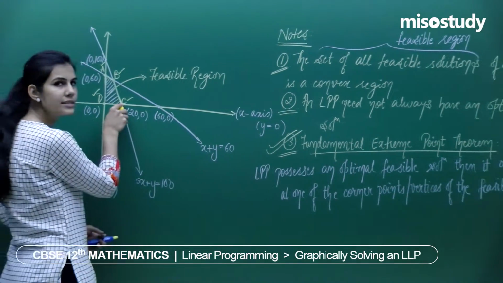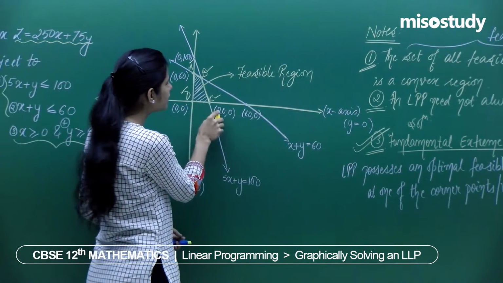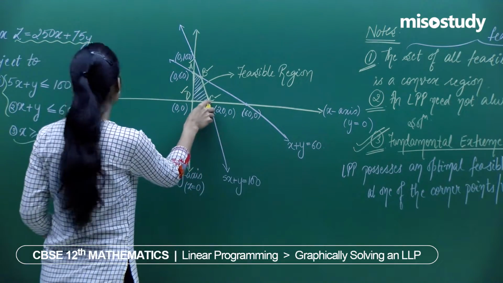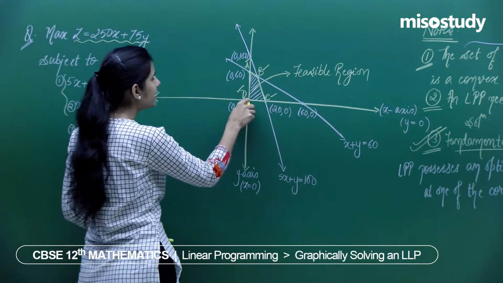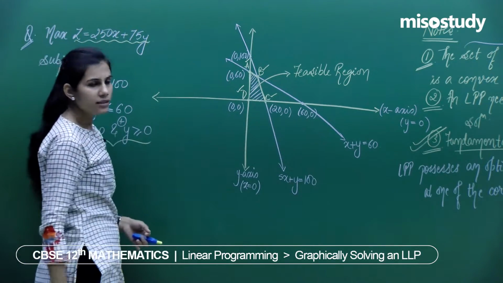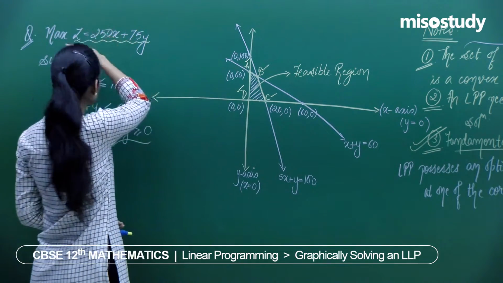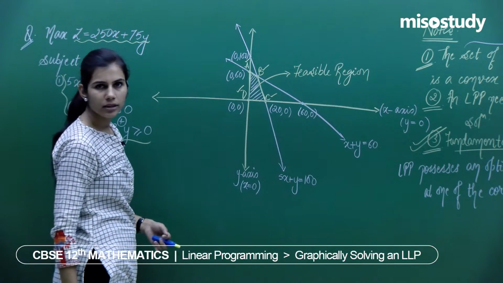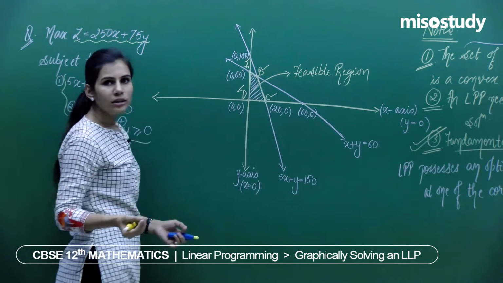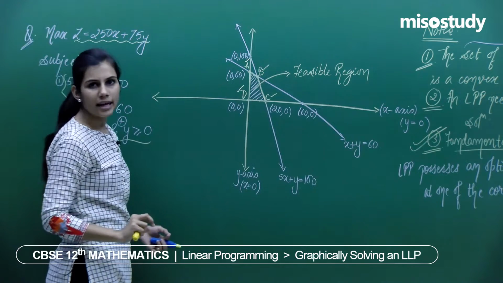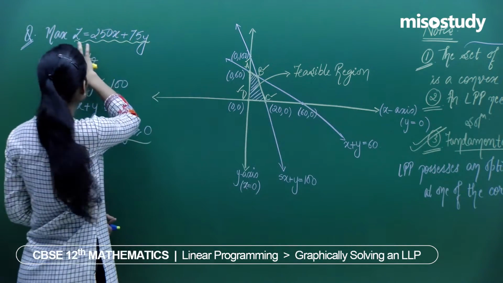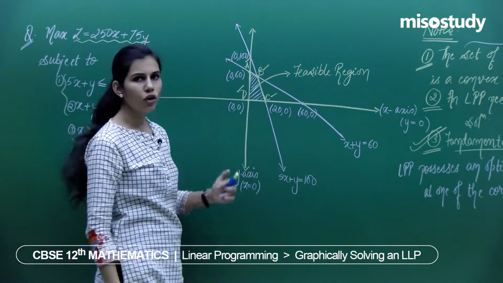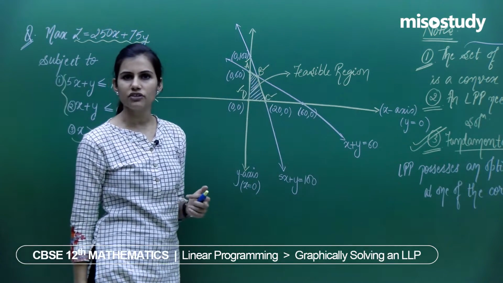At point C, which is (20, 0) for example, I am getting a particular value of Z, and at point D I am getting the same value of Z. The coordinates of D are different, but I am getting the same value of Z. And at A and B, I am getting a value of Z which is lesser than that. That means at point C and point D, I am getting the maximum value of Z out of all the 4 corner points when I am plugging them into the definition of Z.